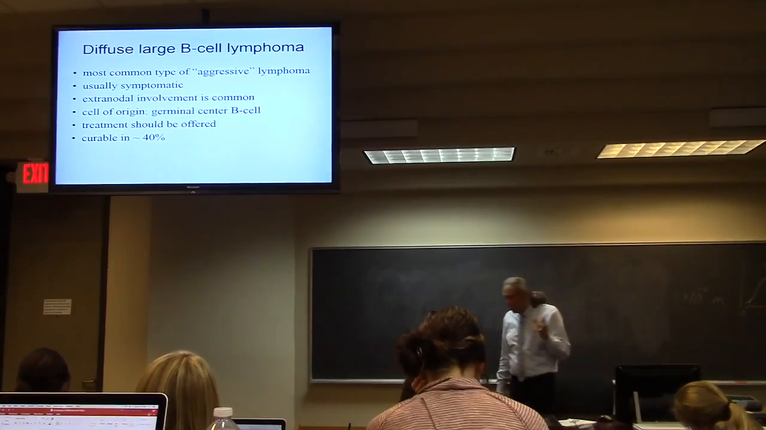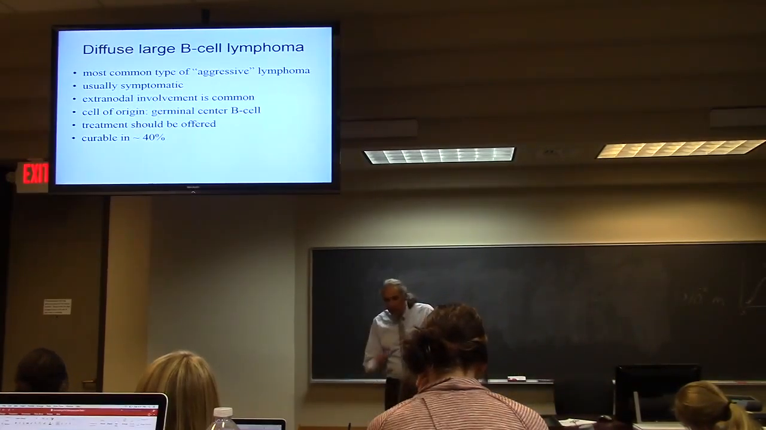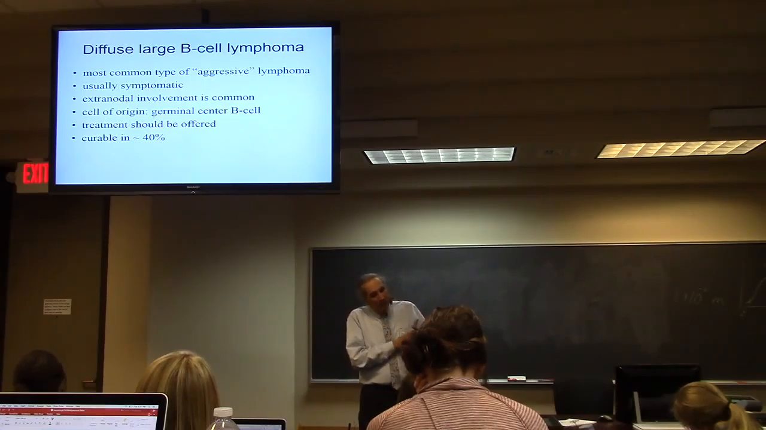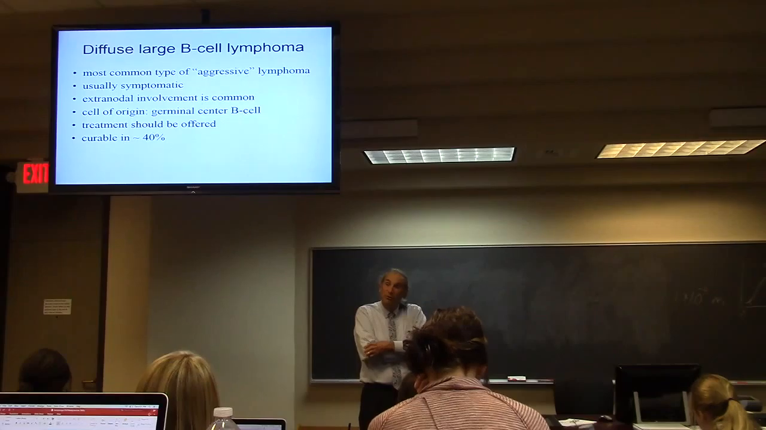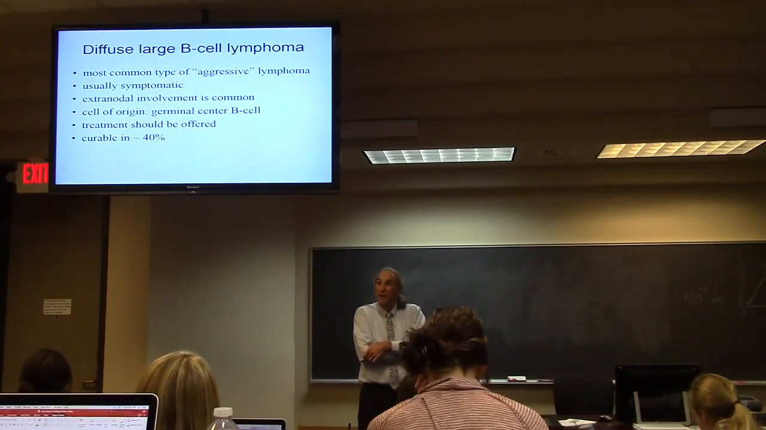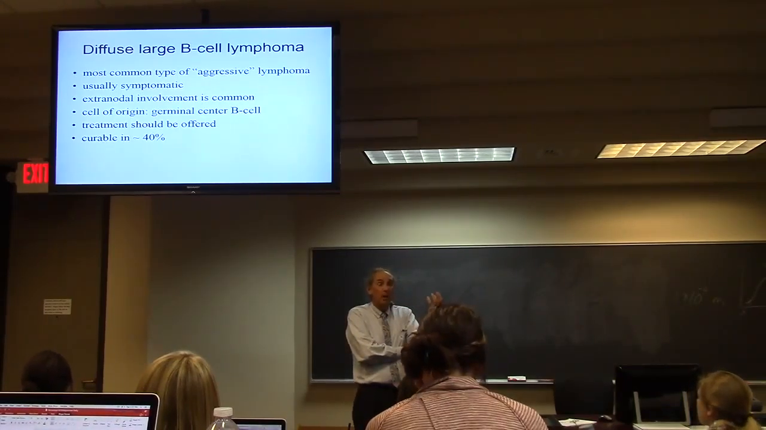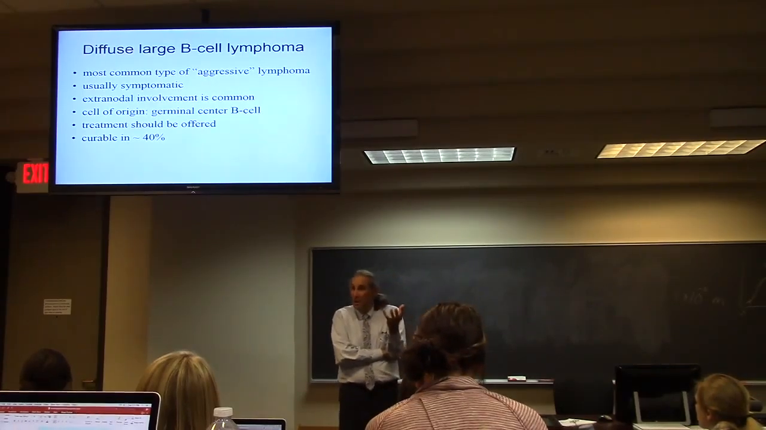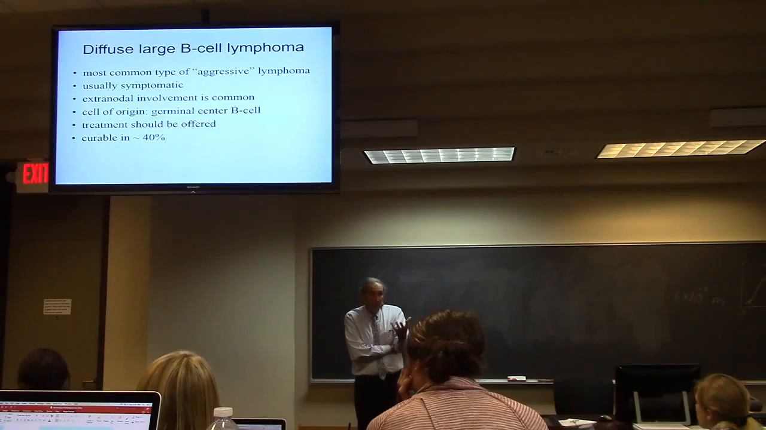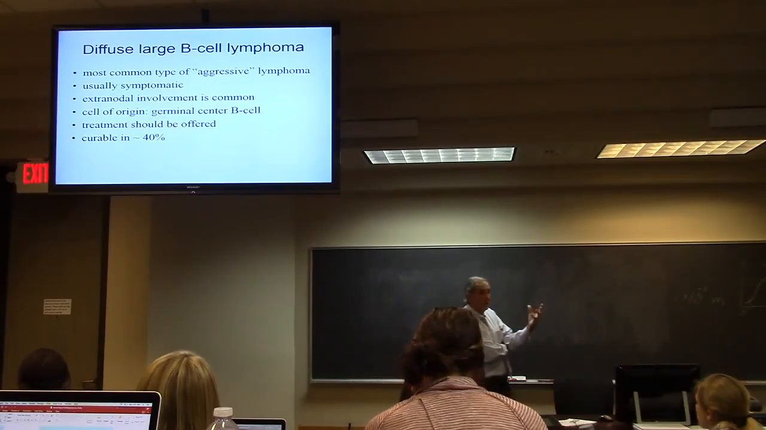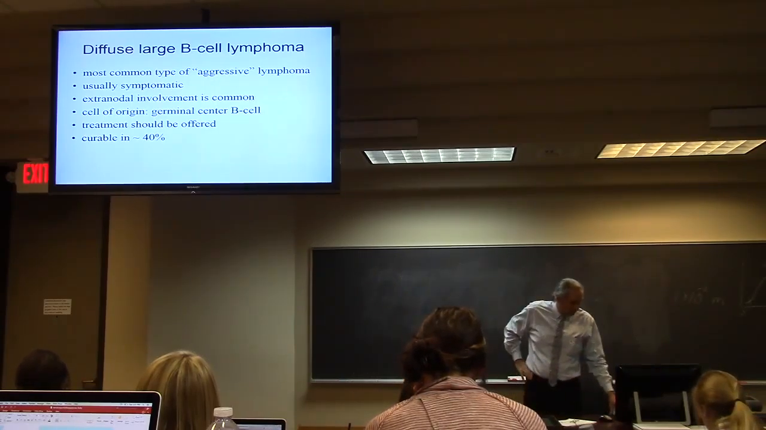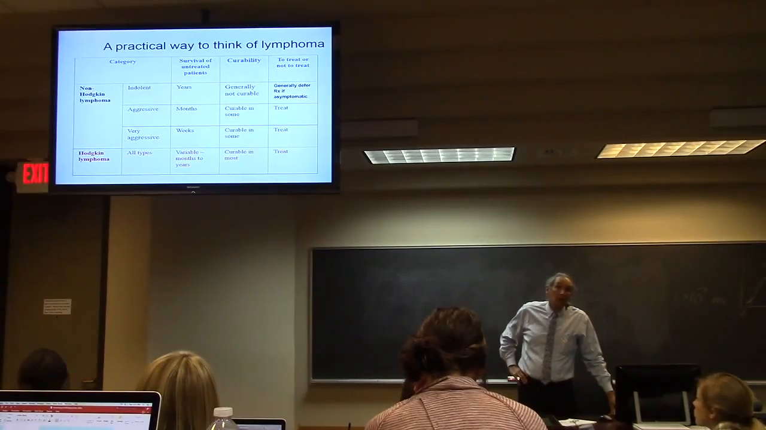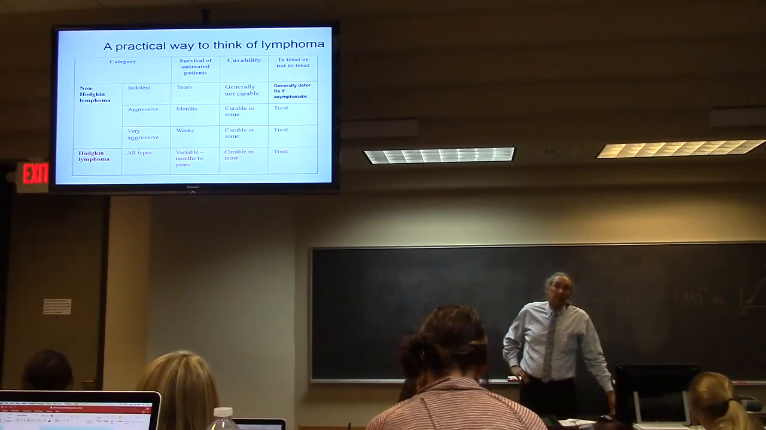And this slide says they're curable 40% of the time. It's probably more like 60 to 70% because of the development of a monoclonal antibody that attacks the CD20 molecule on the cell wall. The medicine's called rituximab, and it was another revolutionary drug that really has changed the treatment of lymphomas considerably.